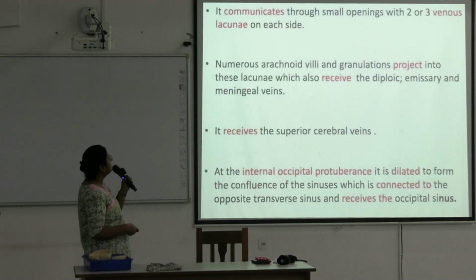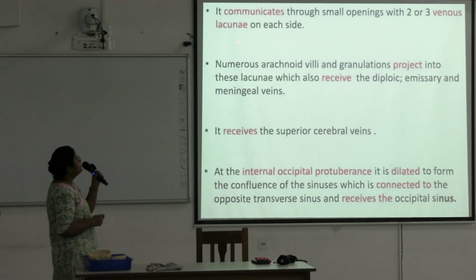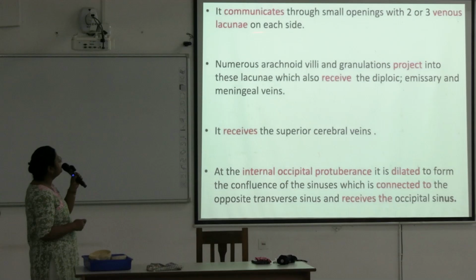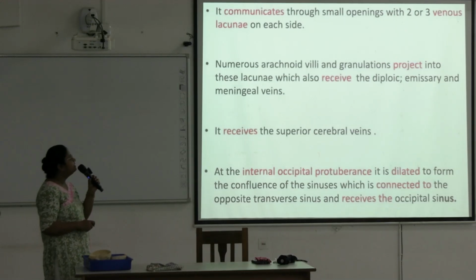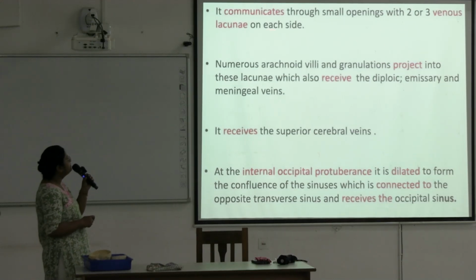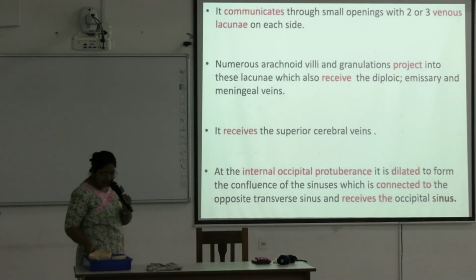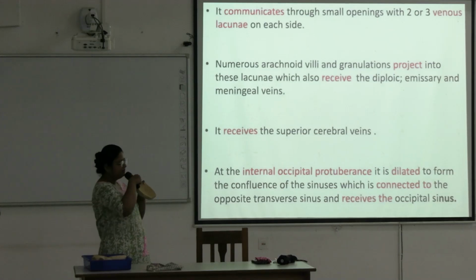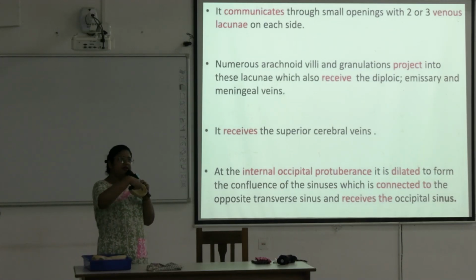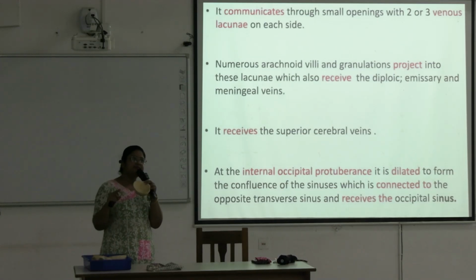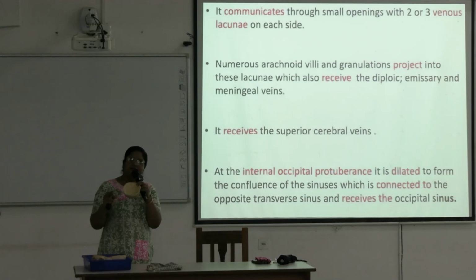Next, this superior sagittal sinus communicates through small openings with 2 to 3 venous lacunae on each side. And numerous arachnoid villi. Arachnoid villi are lying along this midline. Okay, arachnoid granulations. This helps in absorption of the CSF.